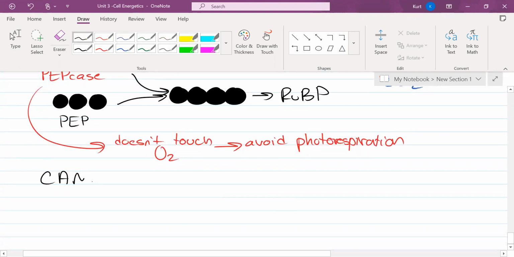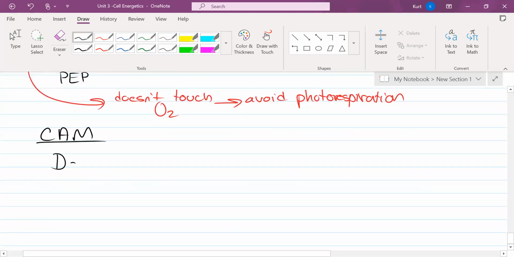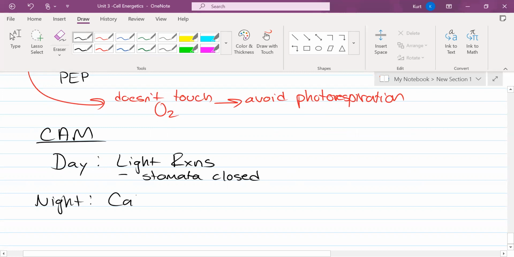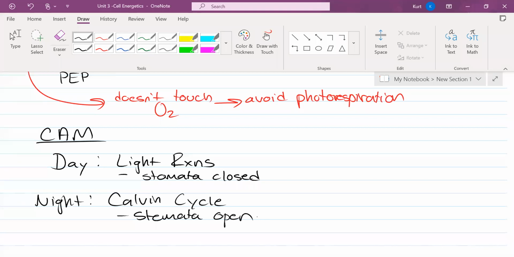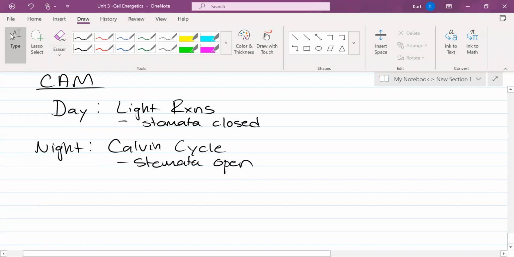Then lastly, we have CAM photosynthesis, which is basically during the day, you have your light reactions. Stomata are closed, because the evaporation rates are so high. But at nighttime, you do the Calvin cycle, and the stomata open. This will allow CO2 in and out, and you must remember, the Calvin cycle uses CO2. So when the light reactions are going on during the day, the fact that the stomata are closed is not a big deal because CO2 doesn't need to come in yet. The Calvin cycle needs CO2, but the Calvin cycle isn't happening during the day. Once the sun sets, the stomata open, the Calvin cycle will proceed, and CO2 will be pumped in and O2 will be pumped out. All right, that is it for photosynthesis.